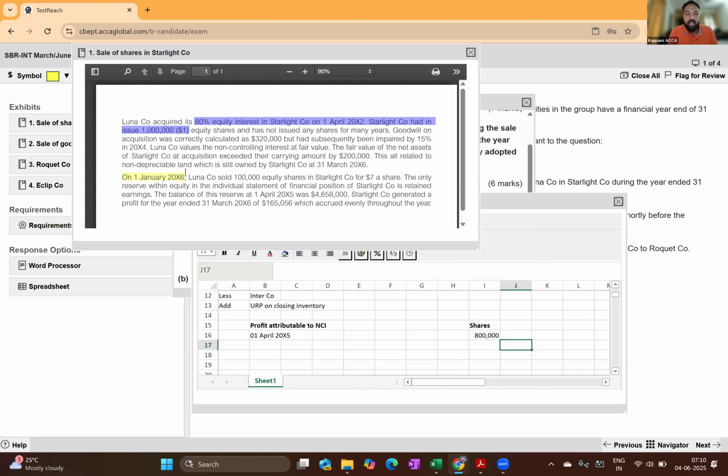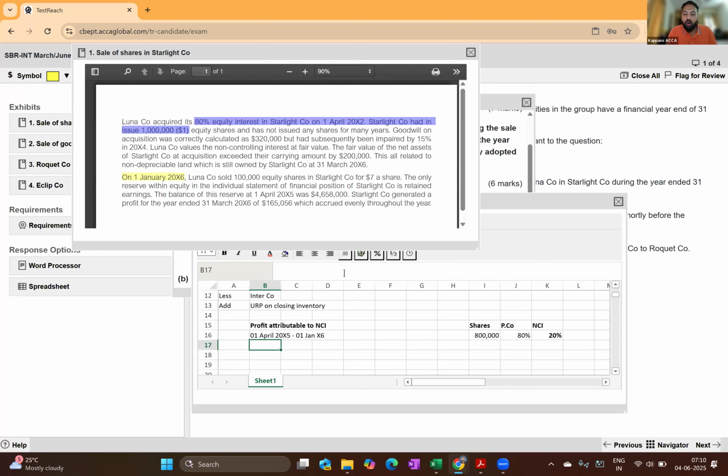So 800,000 shares out of 1 million shares, we can say that the parent company percentage is 80%. So NCI will be 20%. So this is from 1st April X5 to 1st January X6. So this period NCI is 20%.